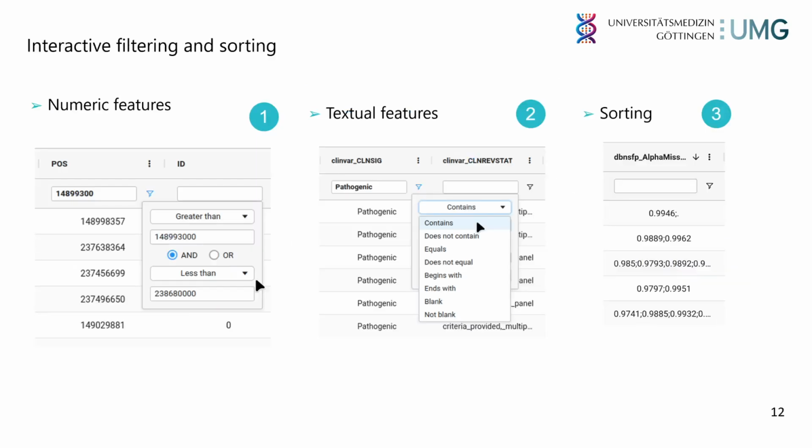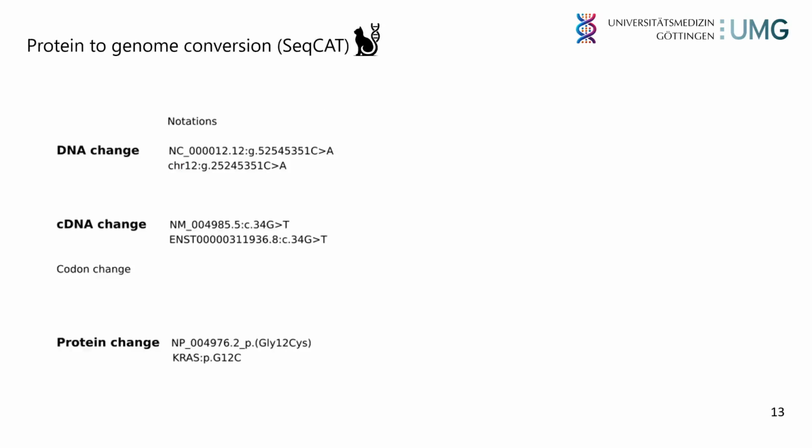Once the annotations are displayed, you can interactively sort and filter your data according to the new features. For numeric features, you can create complex queries combined with AND and OR operators. For text features, we have several options to create string-based queries. In addition, you can simply sort the variants by clicking on the column headers, which is a lot easier than defining your own filtering options from the command line.